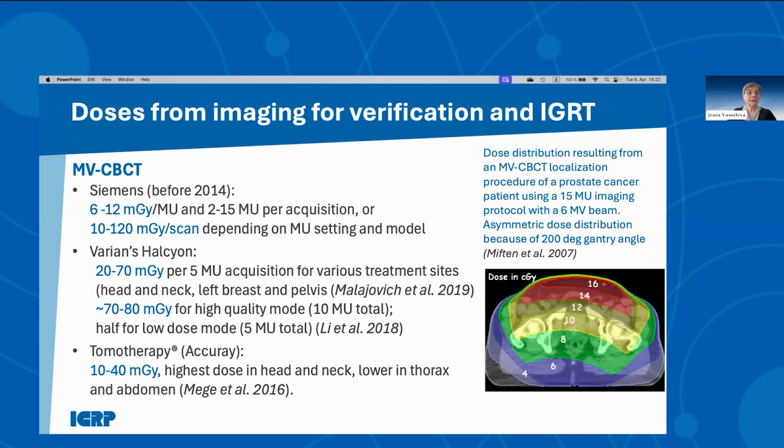Cone-beam CT, MV, is used in some modalities, in some of the linacs. And according to the published data, you see here doses varying between 6 and 80 milligray, depending on the acquisition mode, depending on the monitor units and the energy of the beam.